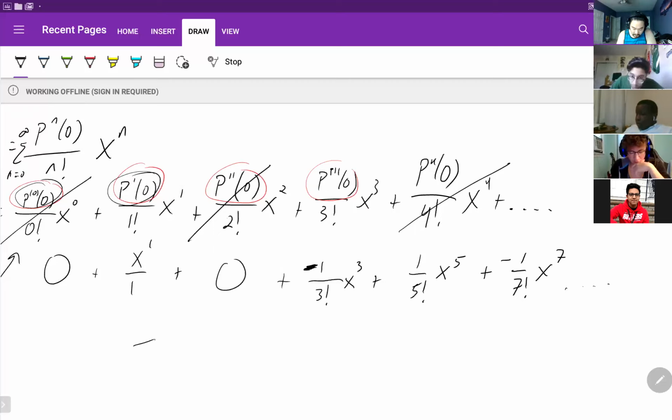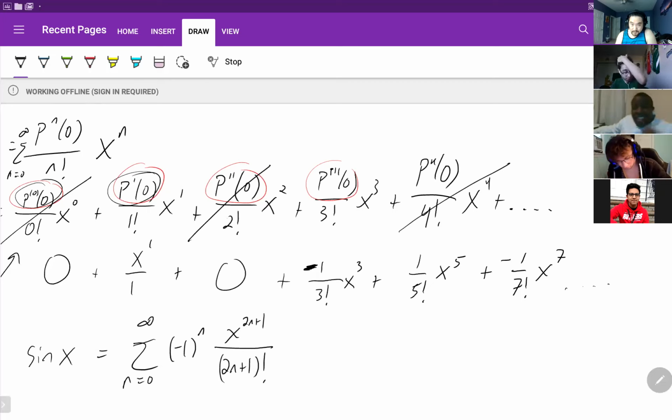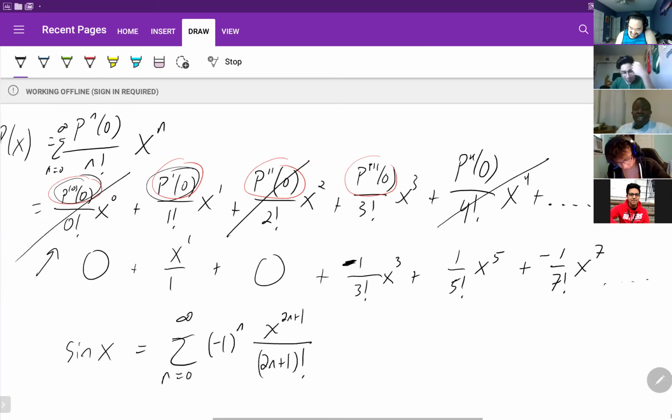Meaning, I can rewrite this as: alternating, x to the odd, all over odd factorials. This is what we wrote before for sine of x. This is sine of x. It all comes full circle now.